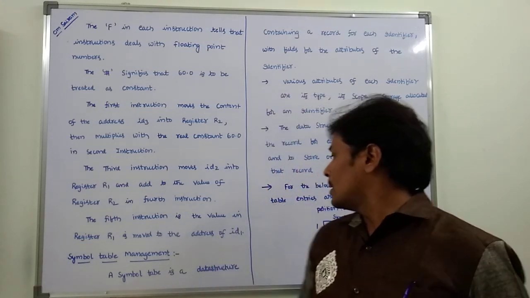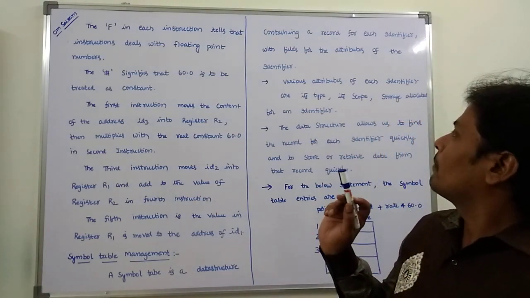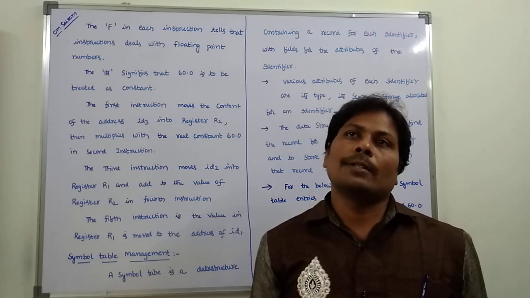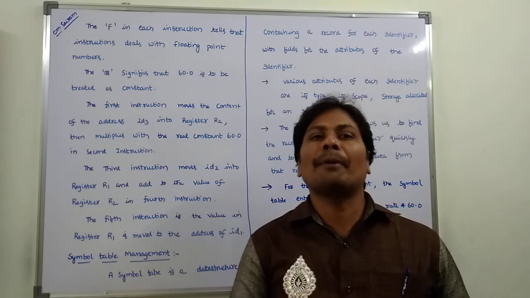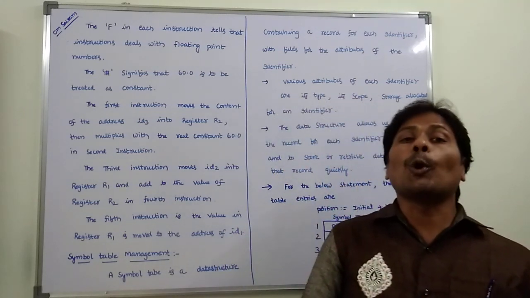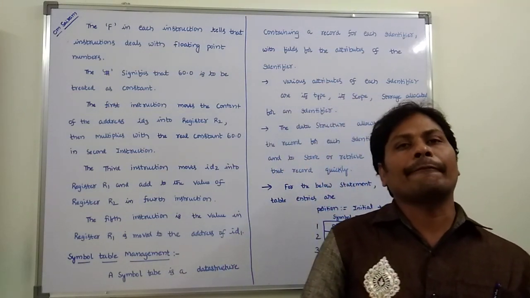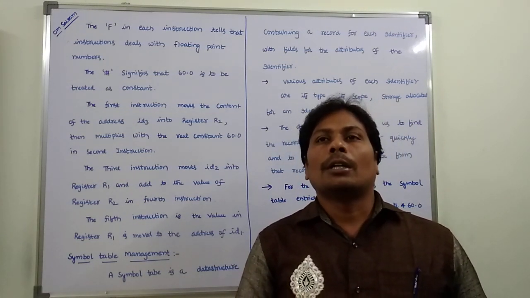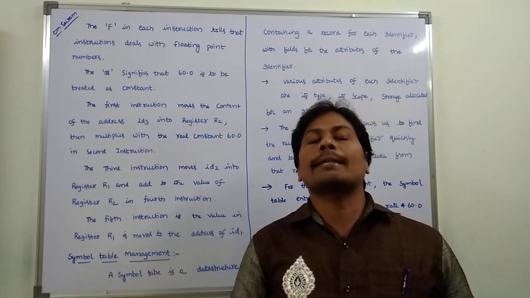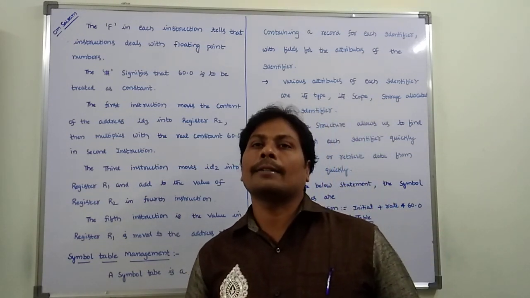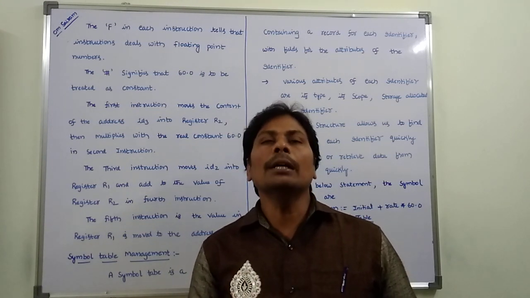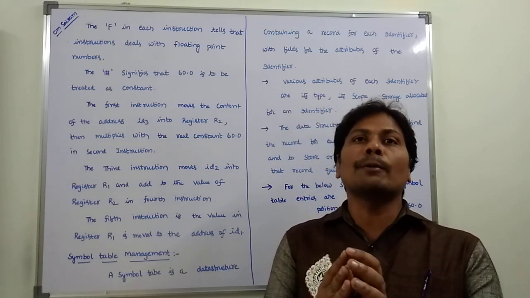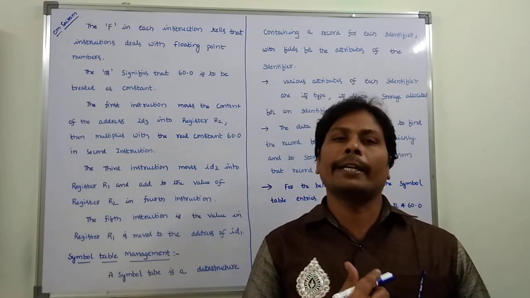Okay. So next one is, what are the various attributes of an identifier? It's a type. What is the type of that identifier? It's a scope. What is the scope of that identifier? Storage allocated for the identifier. So on which place is the storage allocated for that identifier? So type, scope, storage allocated for the identifier. These are the attributes of each and every identifier.